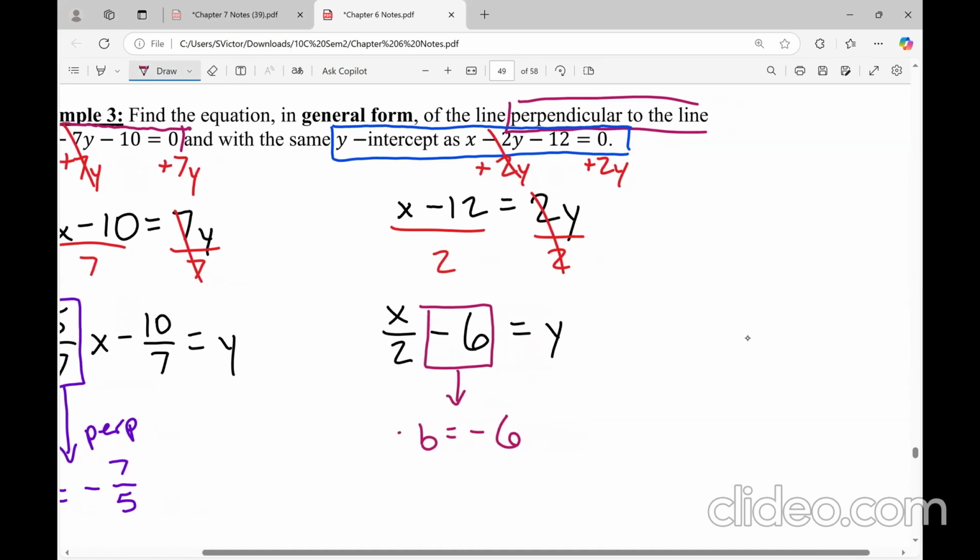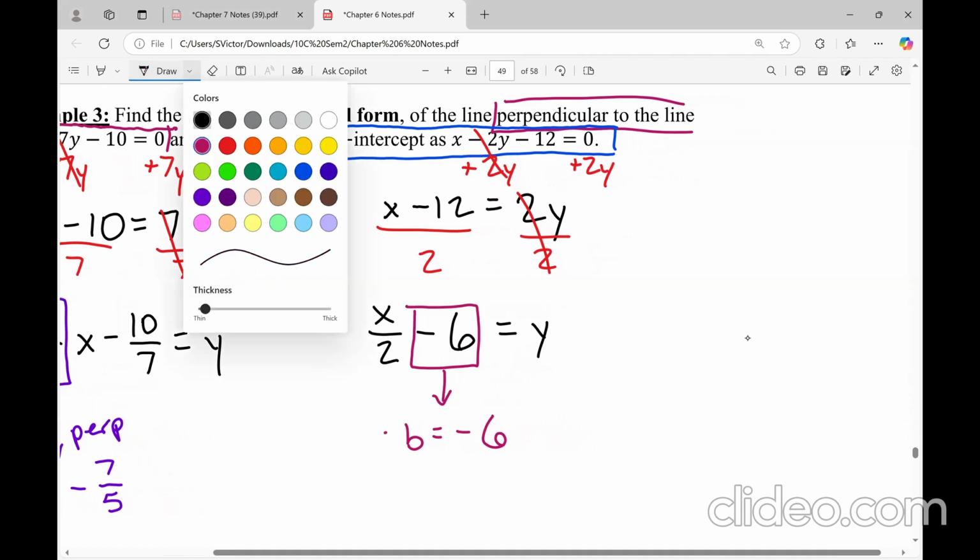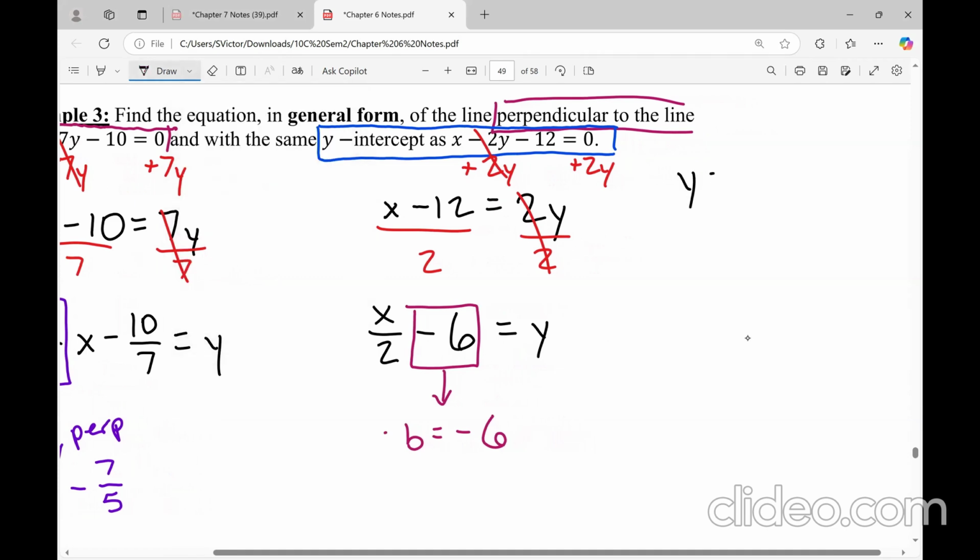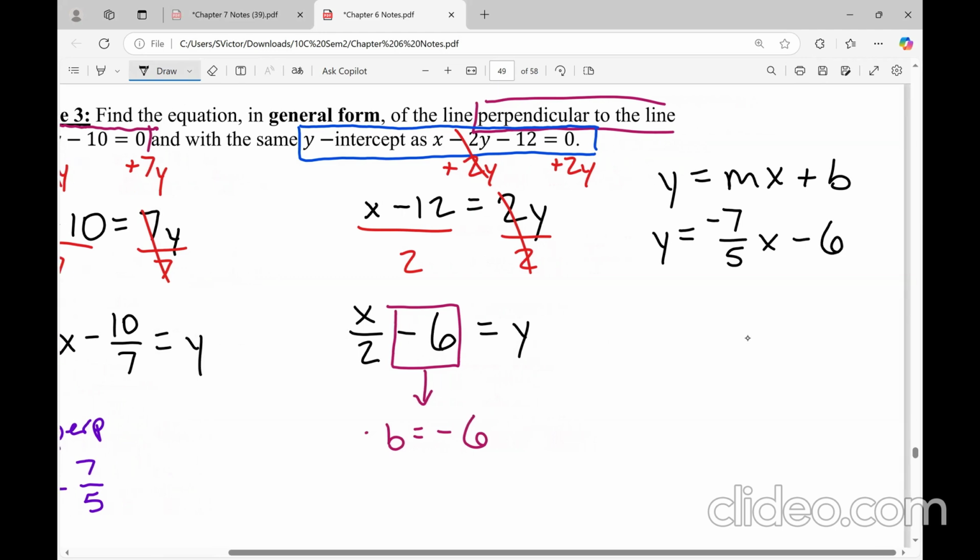So our slope y-intercept form is y equals mx plus b. Okay, plug in what we got. We got y is equal to, our m we said was -7 over 5, x plus b, it's -6, so I'm going to go -6. Okay, last step, put it in general form.